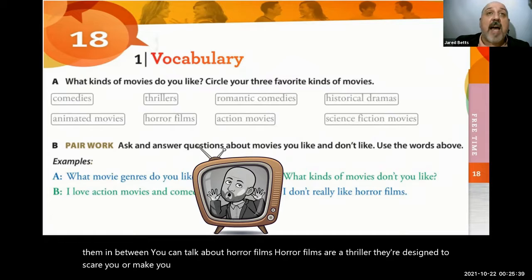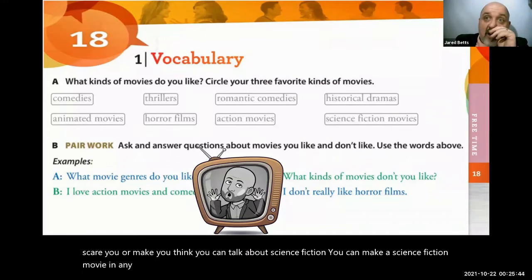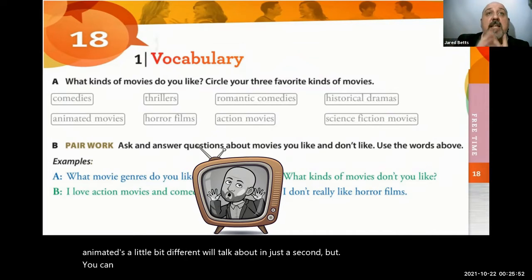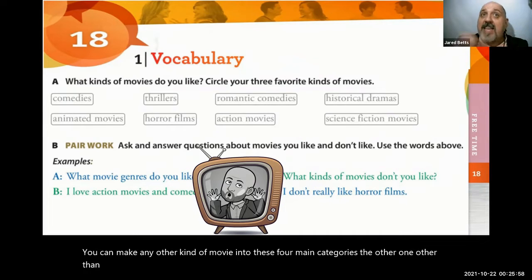You can talk about science fiction. You can make a science fiction movie in any of those categories. You can make an animated movie. Now, animated is a little bit different. We'll talk about it in just a second, but you can make any other kind of movie into these four main categories. The other one, other than fiction, is nonfiction.